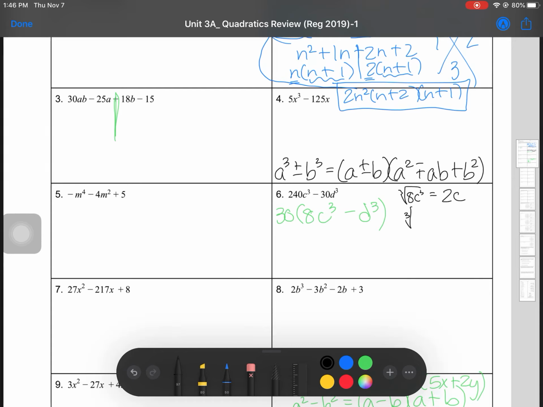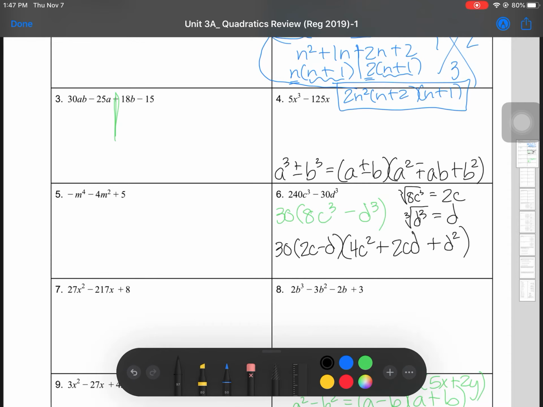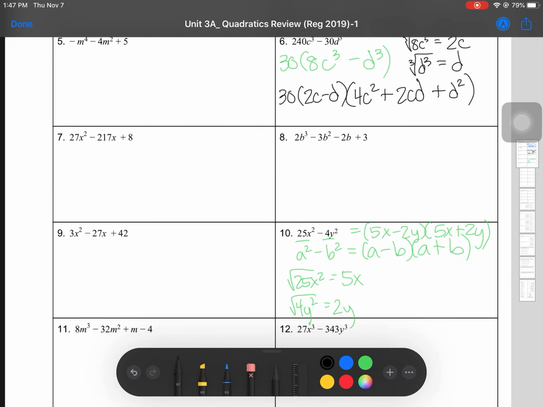And we need to cube root the d cubed, which just gives us d. And then we're going to fill into this formula. The 30 stays out front. A minus b is just 2c minus d. The a squared tells you to do 2c squared, so that will be 4c squared, plus a times b, so 2c times d is just 2cd, plus b squared, which in this case is d squared. So anytime you have your cubes added or subtracted, this is the pattern you're going to follow.